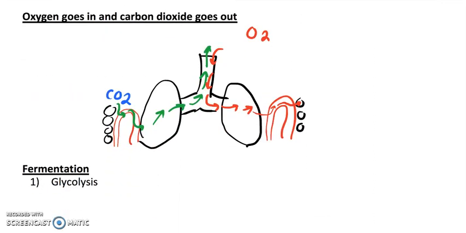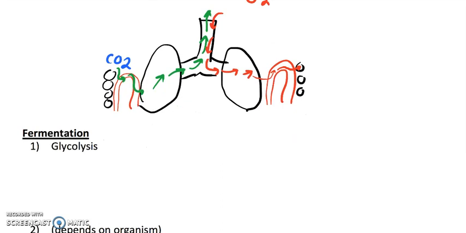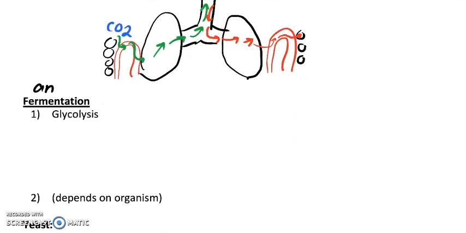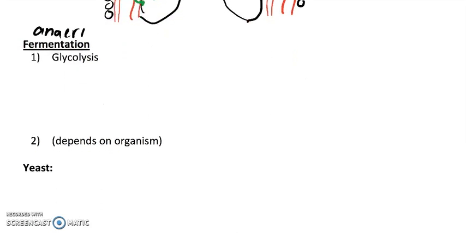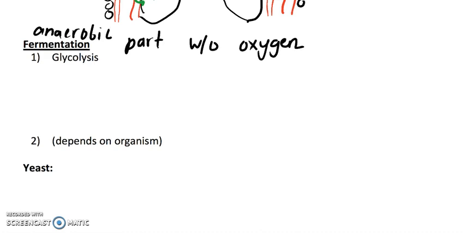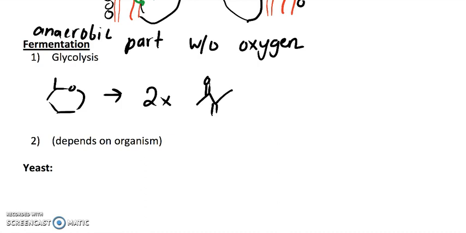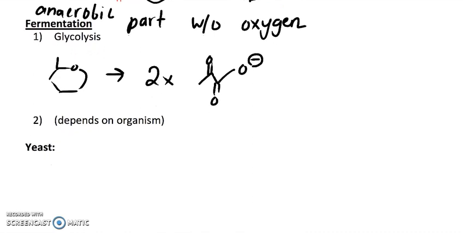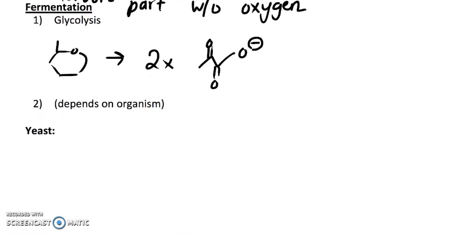Okay, so we took care of respiration. Now for the anaerobic parts, so without oxygen. And the first part is the same as before, glycolysis. This is where we take a glucose, and this becomes 2 molecules of pyruvate. So step 2 now depends on the organism and what the oxygen situation is.